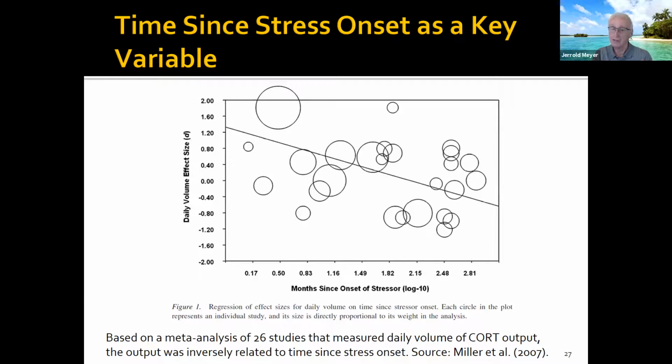So you're putting out more cortisol. You have a hyperactivity of the system. Over time, as a counter-regulatory response, which would fit with, by the way, allostatic theory, allostasis, the system starts to adapt to this constant overactivity, and it starts coming down.